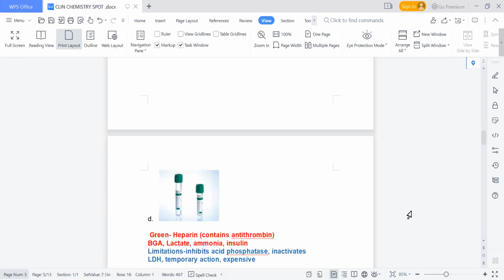A green top Vacutainer contains heparin as its anticoagulant. It's used in blood gas analysis, lactate tests, ammonia, and insulin. But the limitations of heparin is that it inhibits acid phosphatase, it inactivates lactate dehydrogenase, it has a temporary action, and it's expensive.